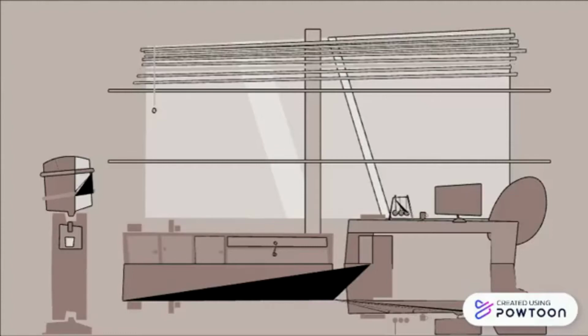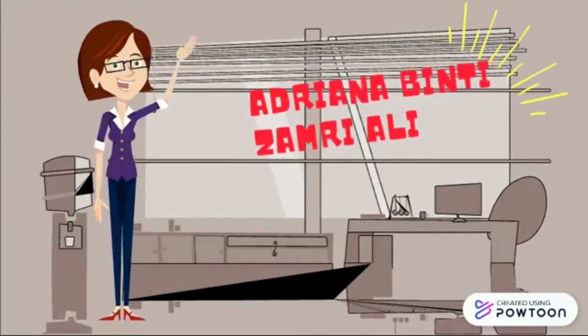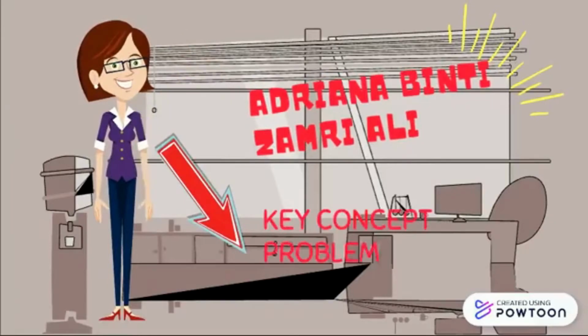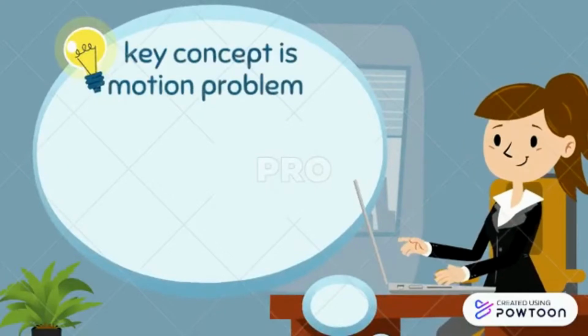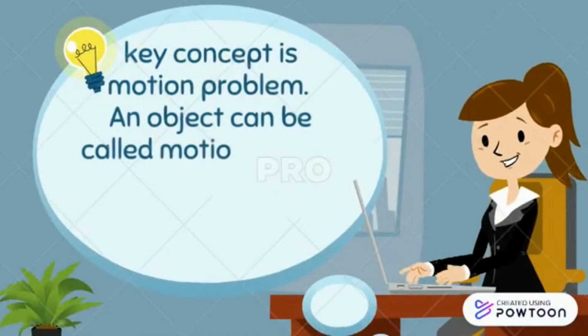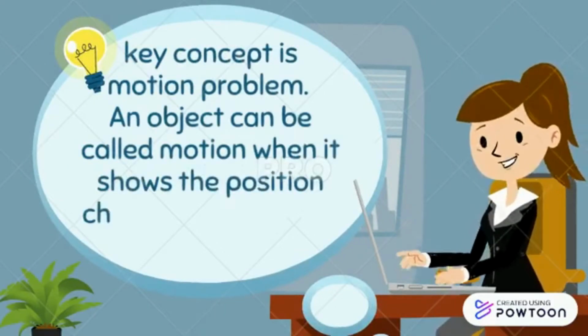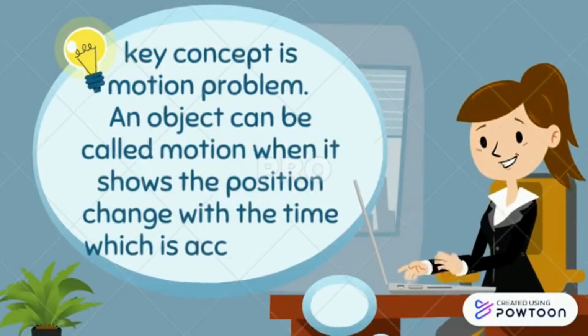Hello, I'm Adriana Binti Zamri. Today I will explain about key concept problem. First key concept is motion problem. An object can be called motion when it shows the position change with the time, which is acceleration and velocity.